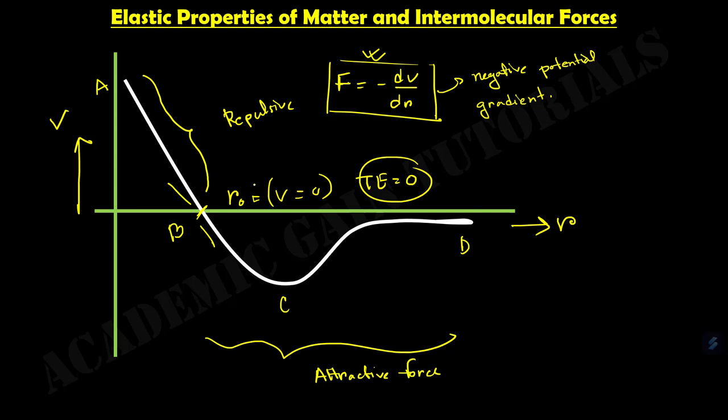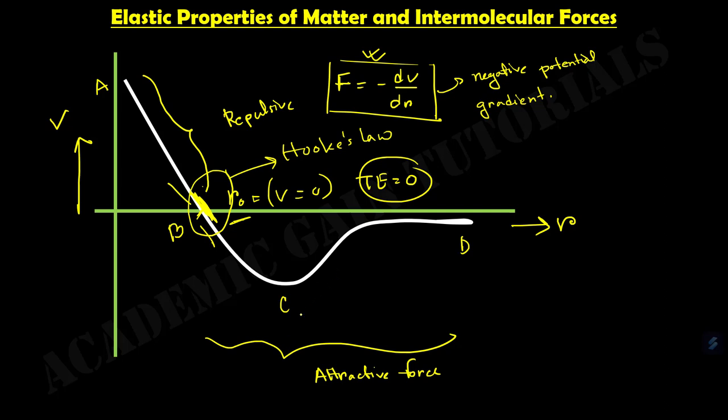So F equals 0 at B, and the graph of F against R is approximately a straight line near R naught. This is why elongation is proportional to the applied force, which is Hooke's law. At the R naught position, Hooke's law can be applied. We will discuss Hooke's law in our next videos.